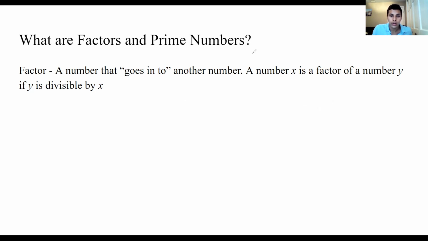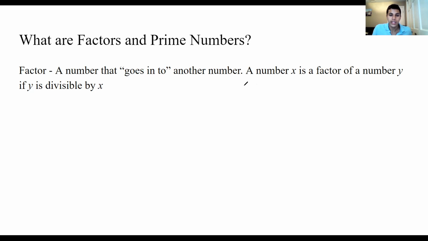Now, some numbers aren't factors. So for example, if we had the number 16 and 5, 5 is not a factor of 16 because 16 is not evenly divisible by 5. If I did 16 divided by 5, I end up with 3.2, which has a decimal at the end. We don't get a whole number. And since it's not divisible, then 5 is not a factor of 16.